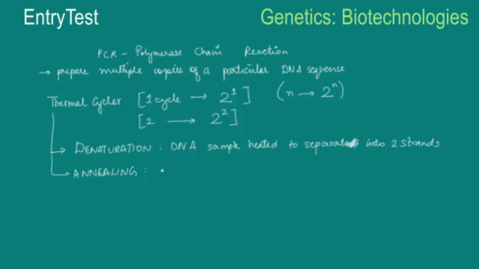So annealing refers to the process in which DNA primers attach to opposite ends of the target sequence. I'll explain this process diagrammatically as well. And the third and the final step is elongation.